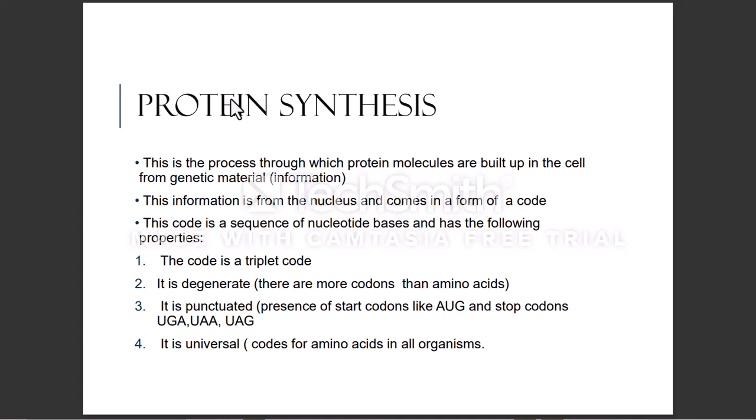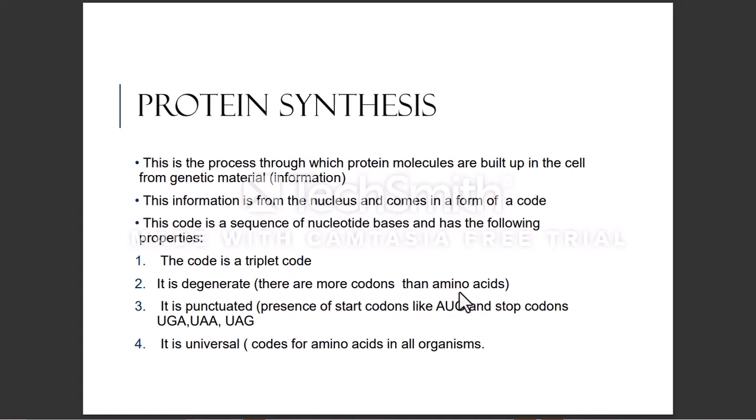So it is important that you know that this information that is in our nucleus comes in the form of a code. This code is a sequence of nucleotide bases and it has the following properties. So the code is a triplet code, meaning that it is made up of 3 bases. It is degenerate, meaning that there are more codons than amino acids.